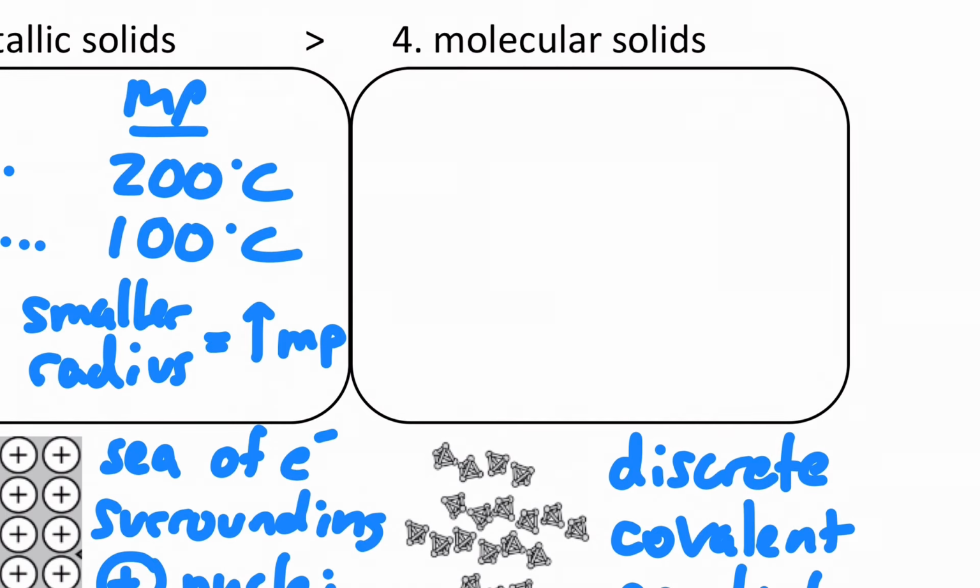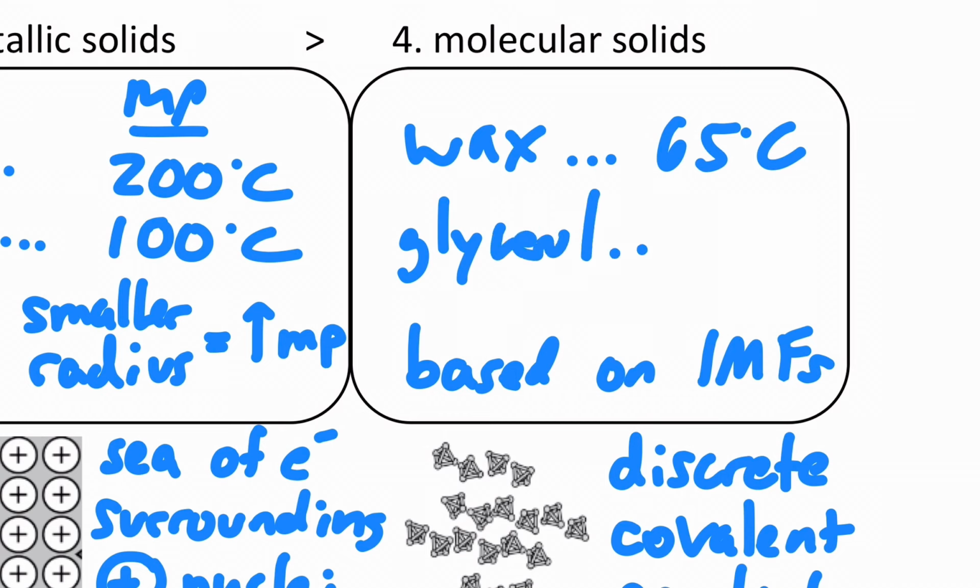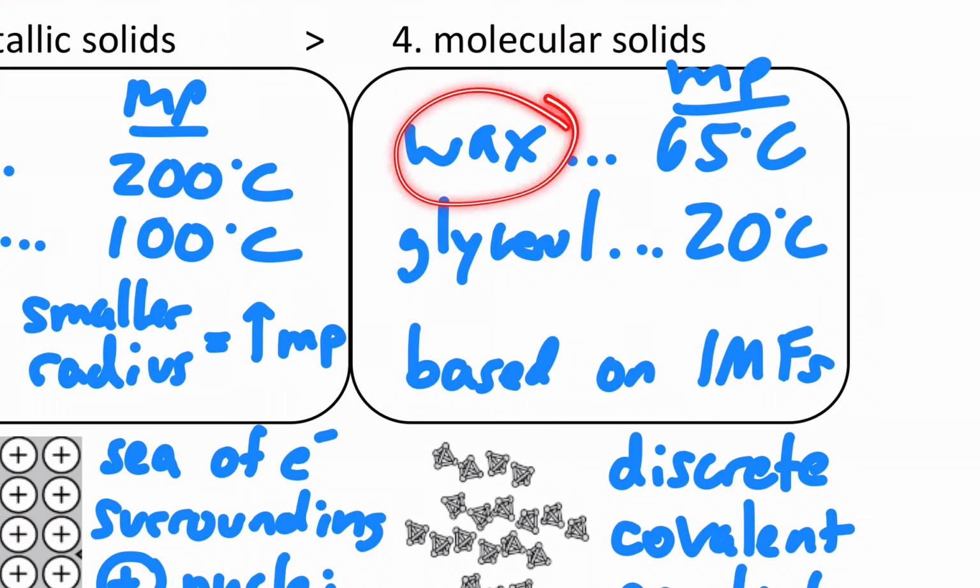And what gives molecular solids higher forces of attraction is all based on their intermolecular forces, or IMFs. So wax, which melts at 65, versus glycerol, which melts at 20. It turns out that wax has stronger intermolecular forces.